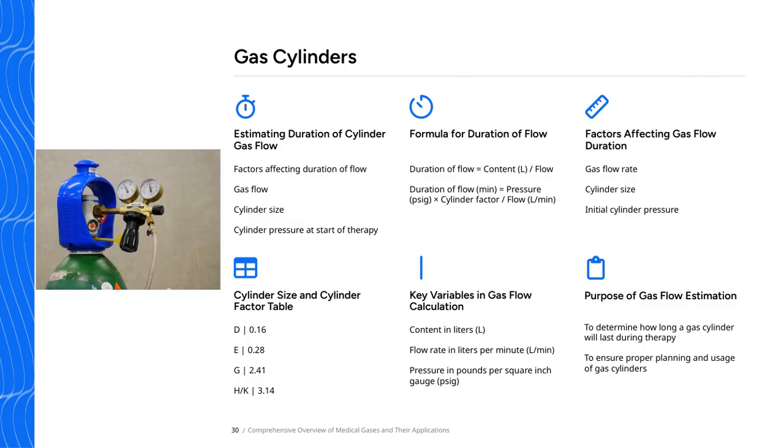There are some key variables involved in calculating the flow duration. For example, the cylinder factor, which depends on the size of the cylinder. For different cylinder sizes, we have specific factors, like 0.16 for D cylinders, 0.28 for E cylinders, 2.41 for G cylinders, and 3.14 for H or K cylinders. These factors help us convert pressure into the volume of gas available.